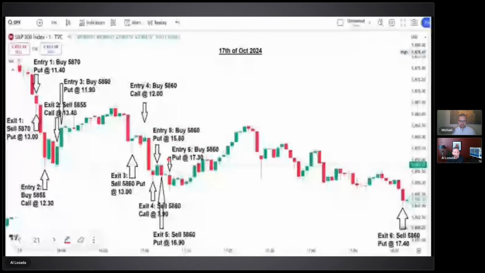The 6th trade then was again the 5860 put. We entered for 1730. This one took quite a while. So you can see here on this example, I wanted to show this too, how it can also look like this. In this case, it took 45 minutes. Sometimes it takes even longer than that. But we reached our profit target. I got out here for a smaller profit because I already had reached my daily target.